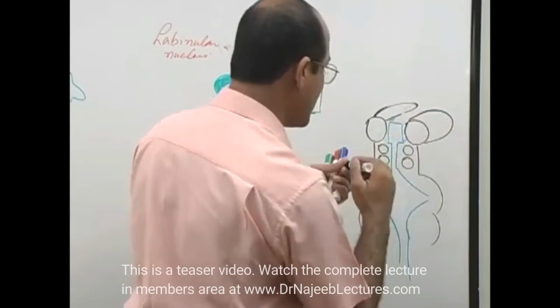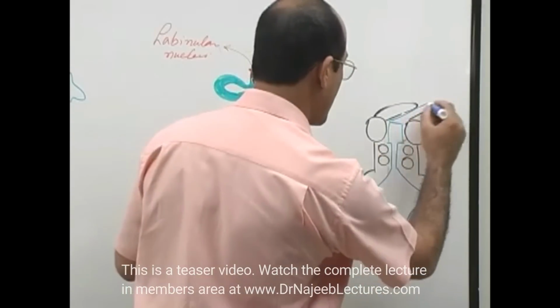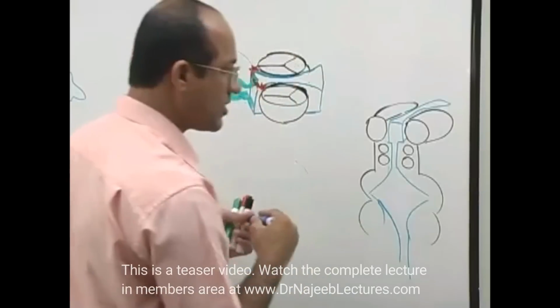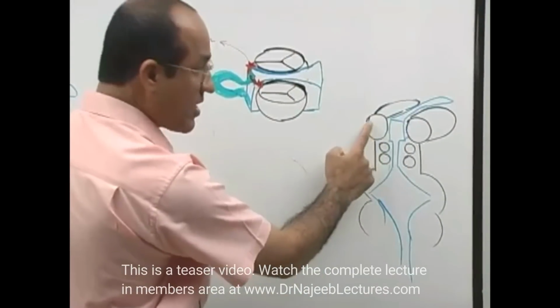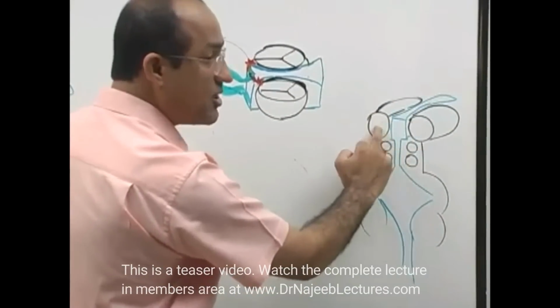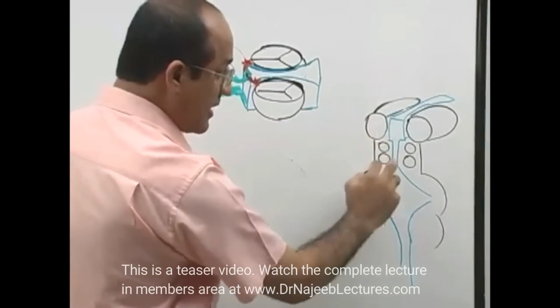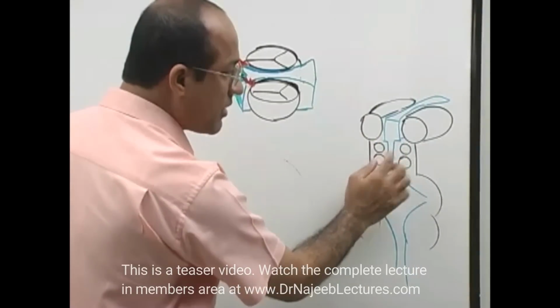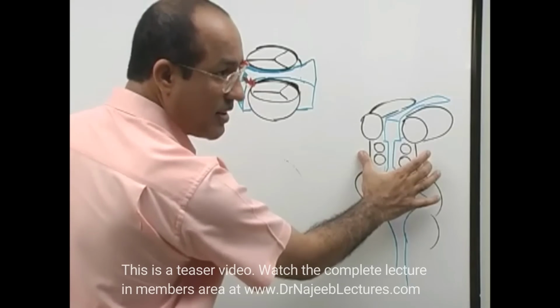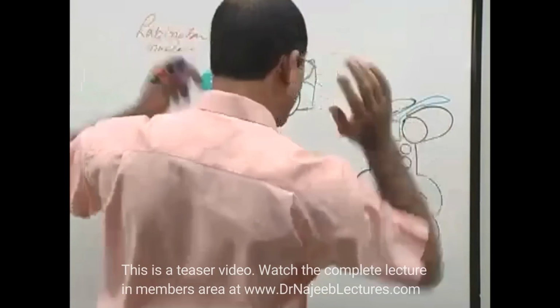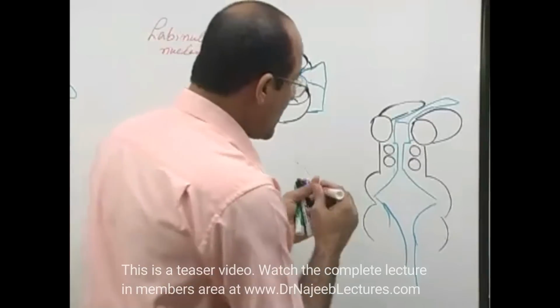I hope you understand. These are two thalami, right? They are part of diencephalon. These are superior colliculi and inferior colliculi, which are part of the midbrain, mesencephalon. This is a posterior aspect. You are looking from the back, right?